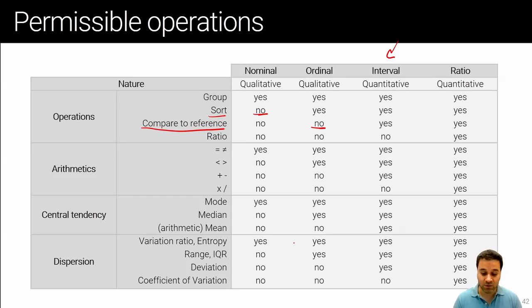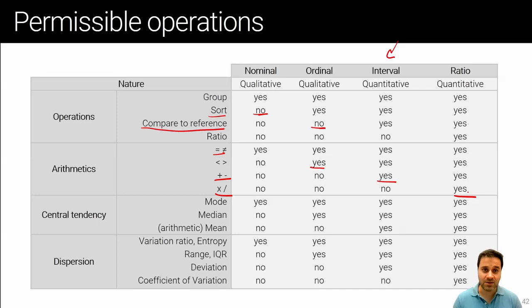So with all variables, we could in principle say whether two values are equal or different. If we want to be able to say something comes before or after, we need it to be at least ordinal. If we want to be able to add or subtract, we need it to be at least interval. And if we want to be able to multiply and divide different values of the variable, we need it to be at least ratio.